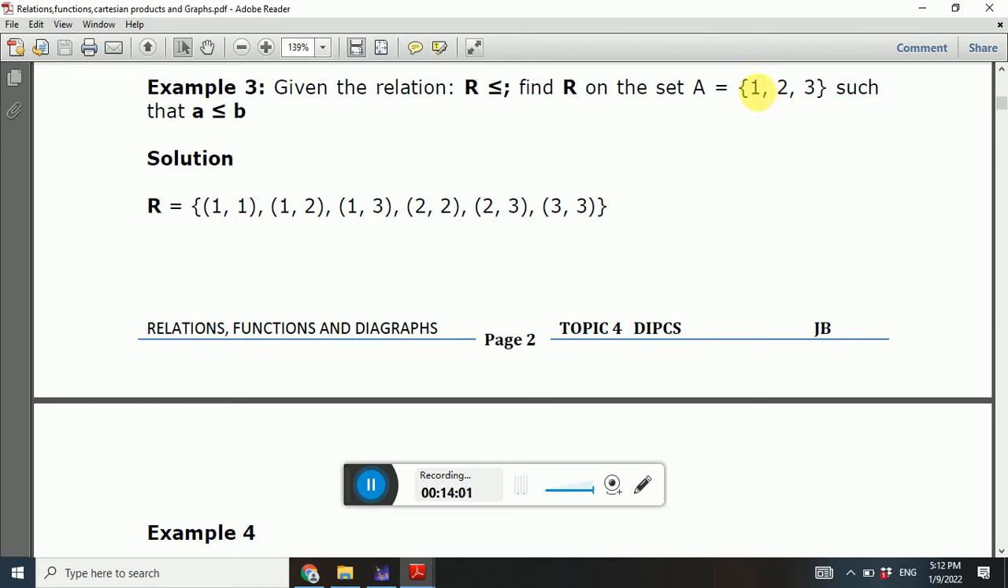For example, for 1, we shall have 1 paired with 1, 1 paired with 2, 1 paired with 3. Then you move to the next one: 2 paired with 1, 2 paired with 2, 2 paired with 3. I hope you have a pen and a pencil to try that out. Then you move to the last one: 3 paired with 1, 3 paired with 2, 3 paired with 3. So all those will be the elements in the Cartesian product A cross A.